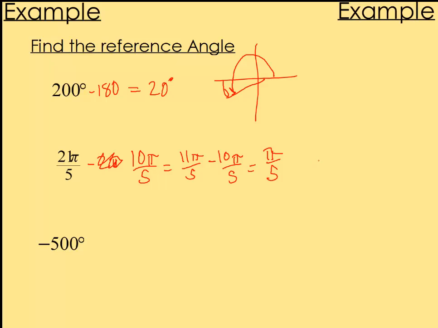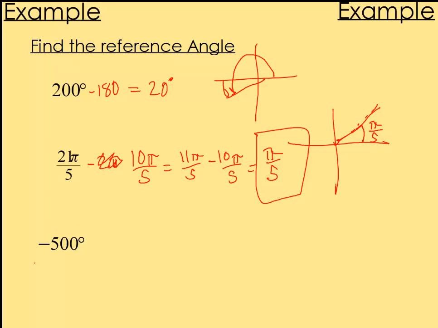If you actually graph pi over 5, compare it to pi over 4. Pi over 4 is like 45 degrees, so pi over 5 is somewhere really close to that. The reference angle for something that's pi over 5 is actually just pi over 5, because that's how you get to the x-axis.